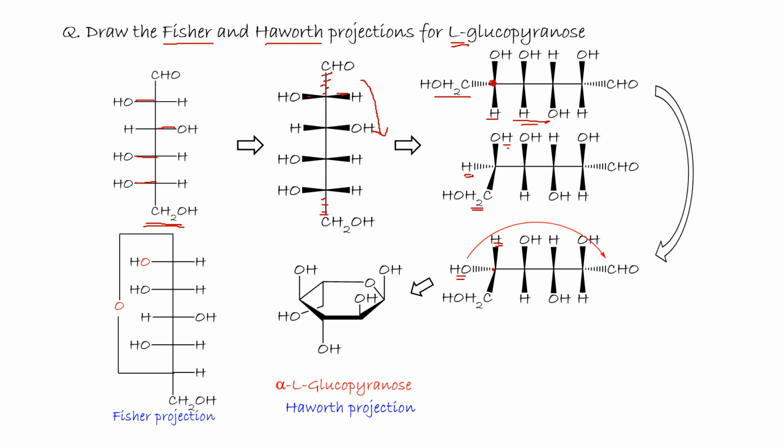So the OH in the back and the CHO in the back attack to form the pyranose. Alpha: the OH will be in the same direction as the configurational OH. Okay, so that is left, up, then OH up, down, up, and CH2OH will be down.